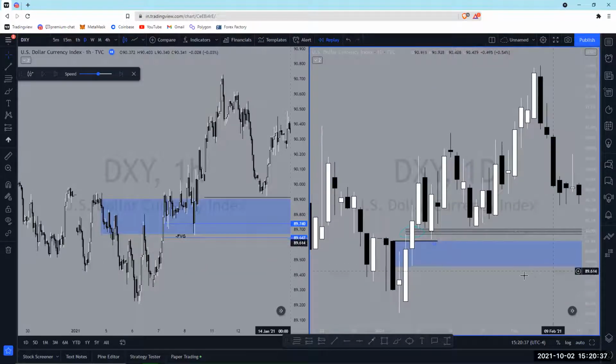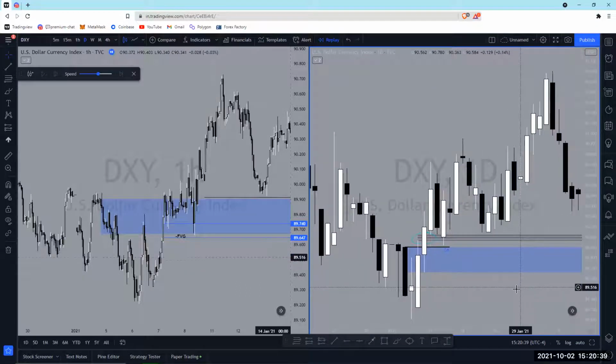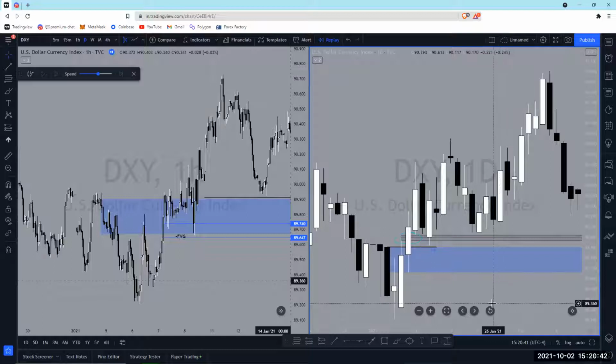In the words of the famous Mark Douglas, someone in the audience asked him, "Hey, sir, what drives price? What makes price do what it does?" And he responded by saying, imbalance and liquidity. All right. That's what it's all about, guys.